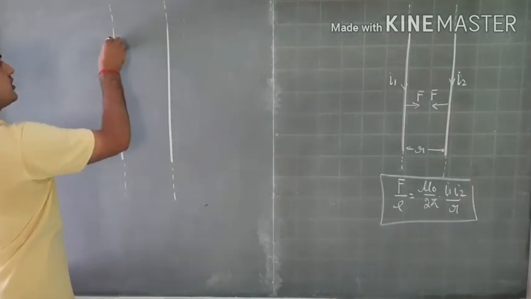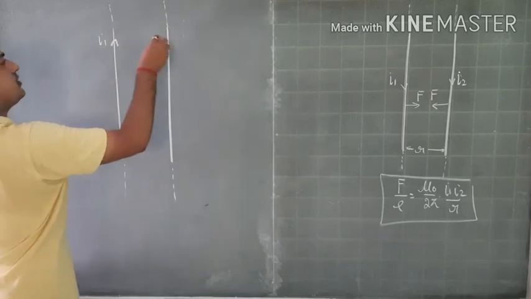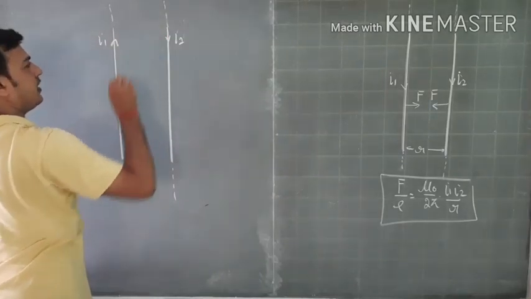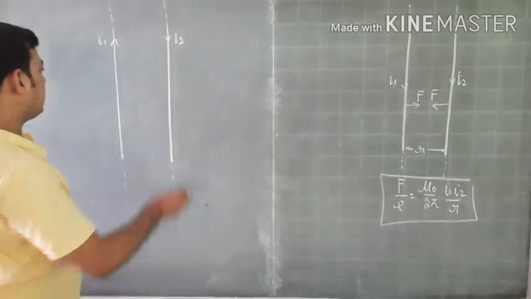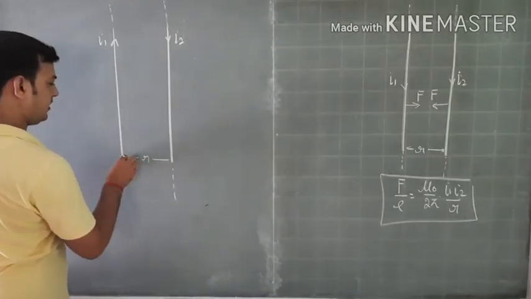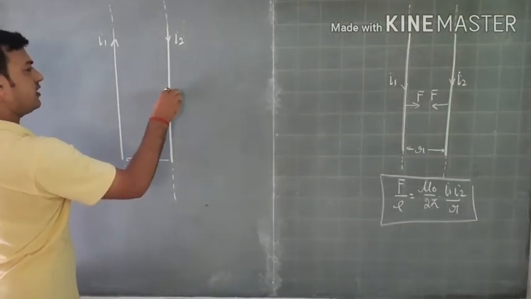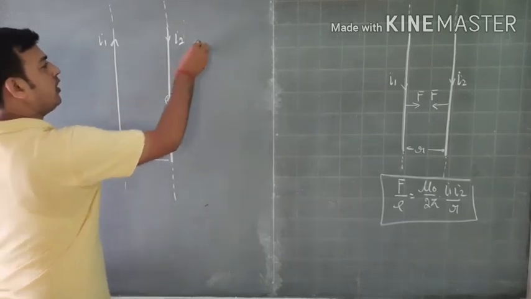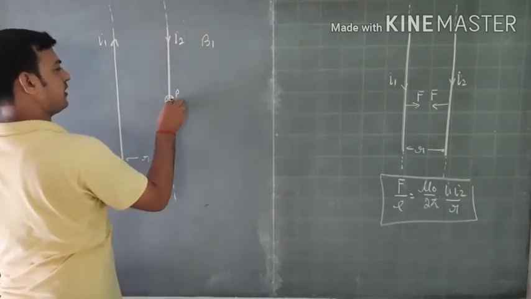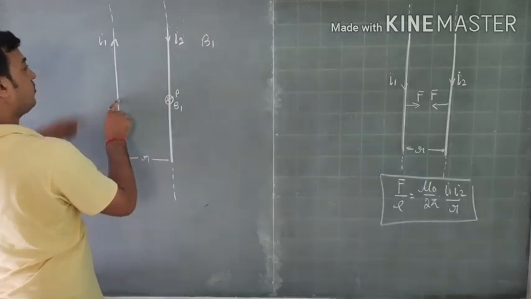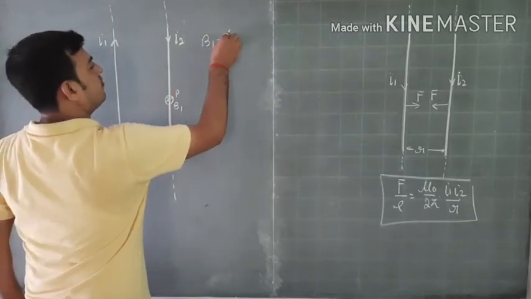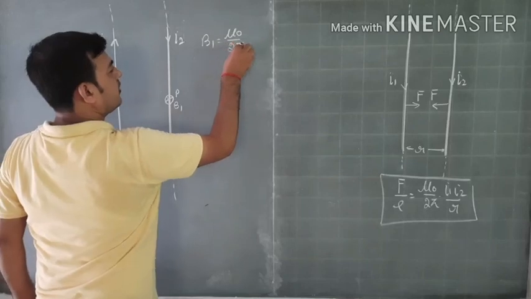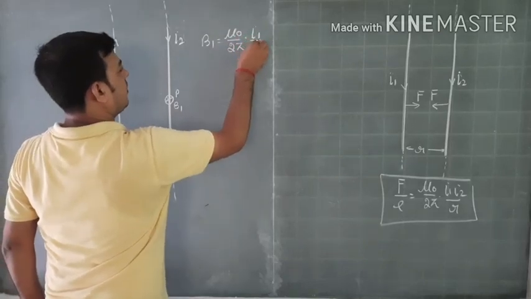So let us consider that the current I1 is upwards and current I2 is downwards. In that case, we have calculated the magnetic field at this point P due to this wire, and that was into the board. The magnetic field B1 due to this current I1 was mu naught by 2 pi I1 by R.